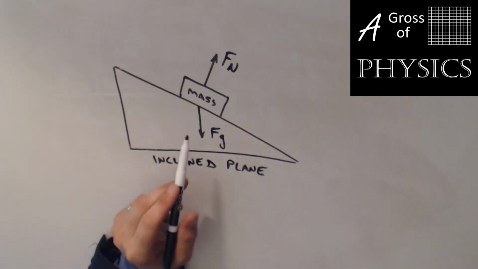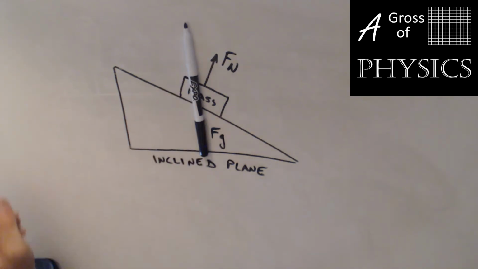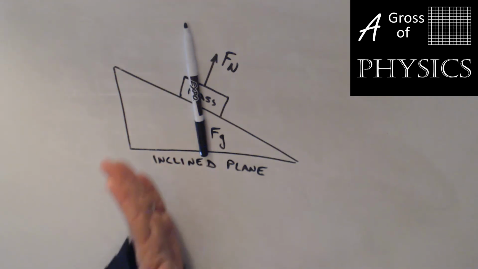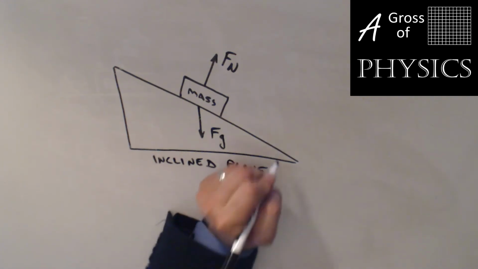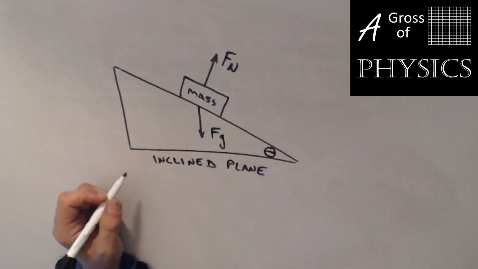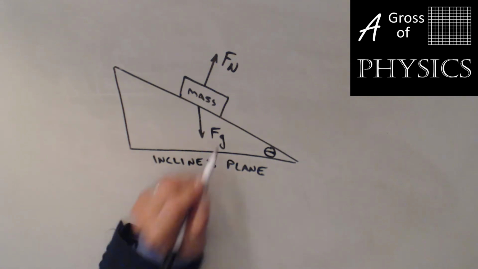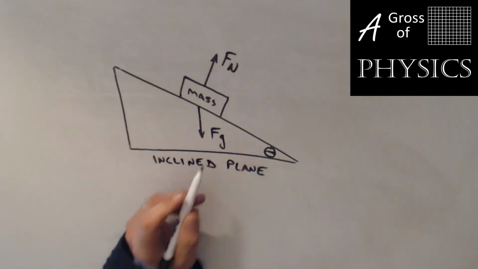Now, you'll notice here that gravity and the normal force are not aligned. The normal force is tilted. In fact, it's turned based on the angle of the incline. Now, this angle of the incline is going to be important because what we're going to do now is force gravity to conform to the incline itself.